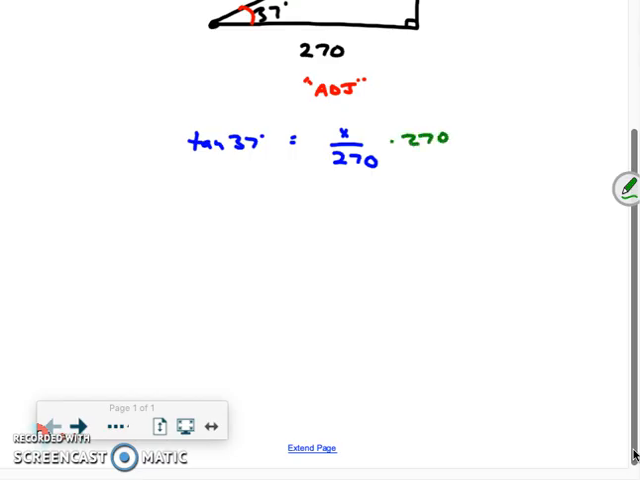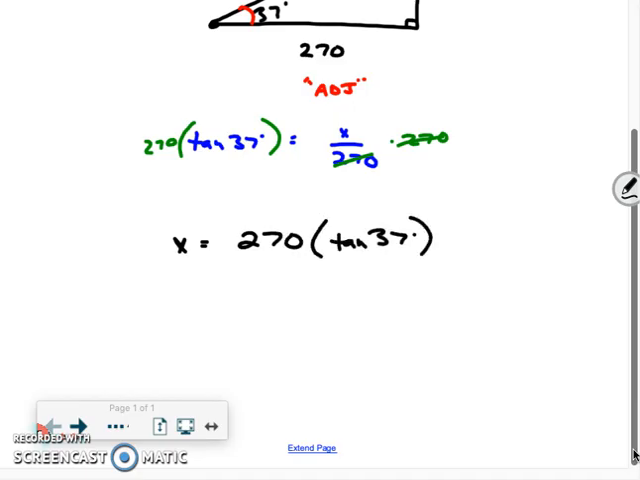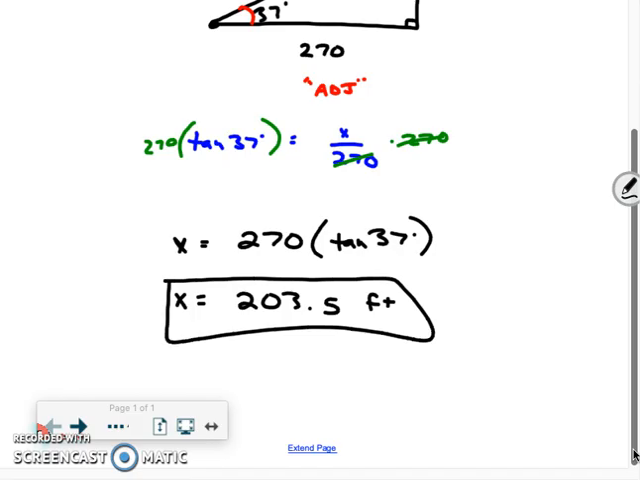I'm trying to isolate the x, so I'm going to multiply 270 on both sides so that we create that cancellation. So the calculator step: x is going to be equal to 270 times the tangent of 37 degrees. Of course, making triple sure that you're in degree mode. Oh, here you are. Thanks, Darren. All right, so what do we end up with? 270 times the tangent of 37 degrees? 203.5 feet, approximately. Something like that.